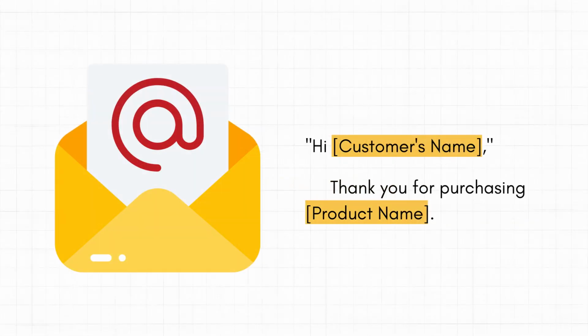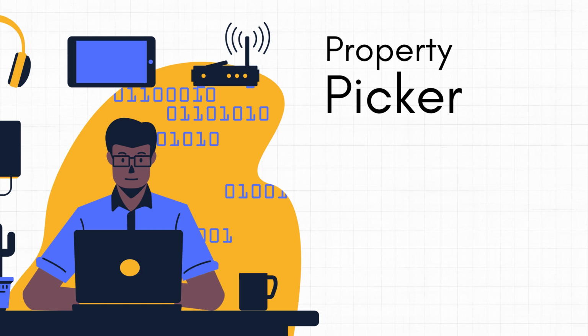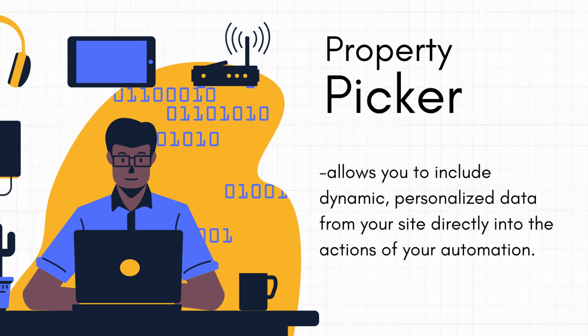If you've ever wanted your automated email to say hi and then the customer's name or include the exact product they just bought, you need the property picker. The property picker allows you to include dynamic personalized data from your site directly into the actions of your automation. It's the secret weapon for making your communications feel tailored and professional.